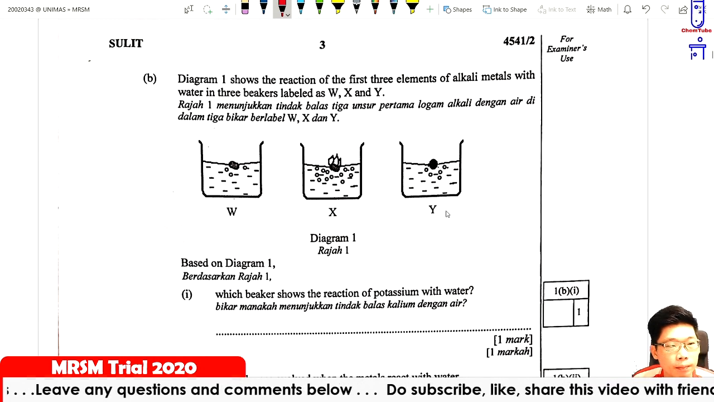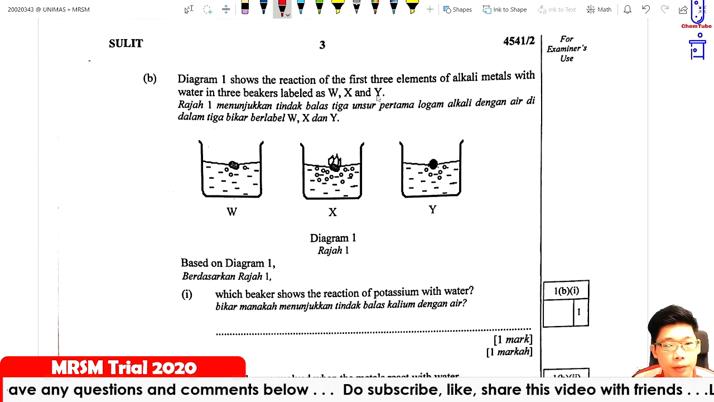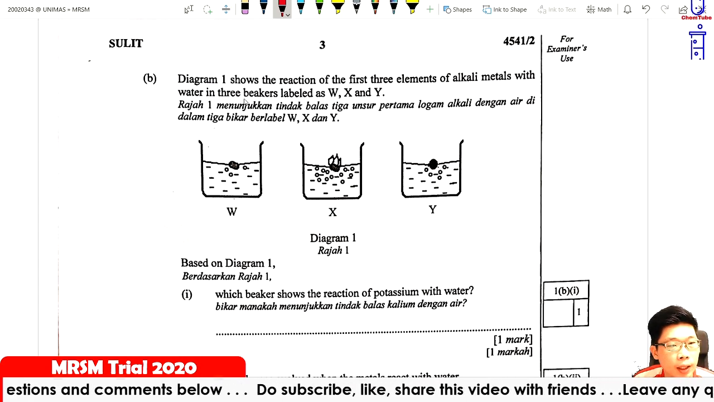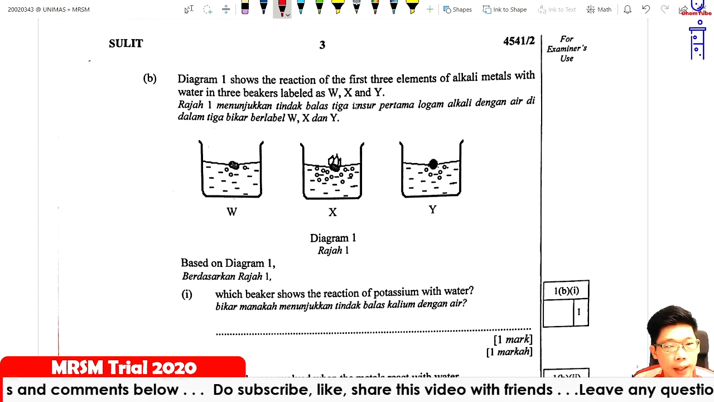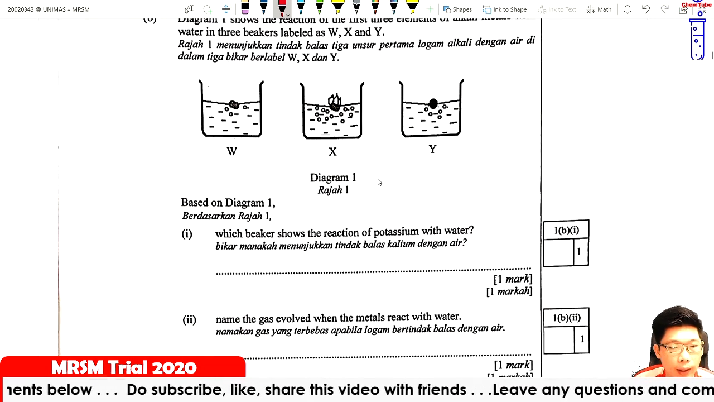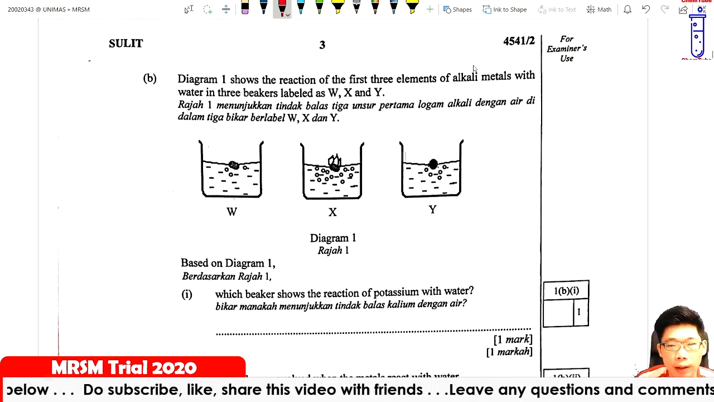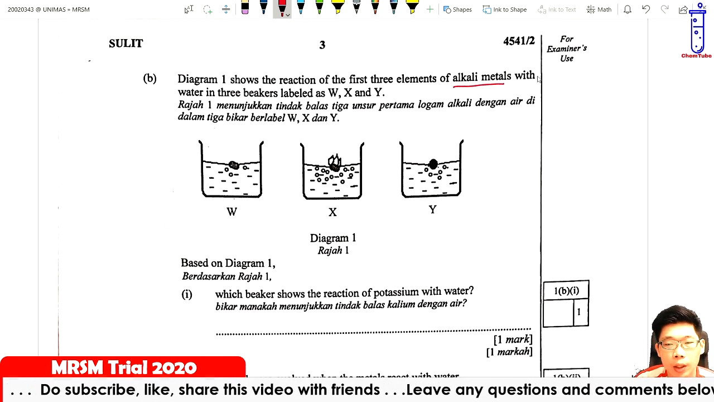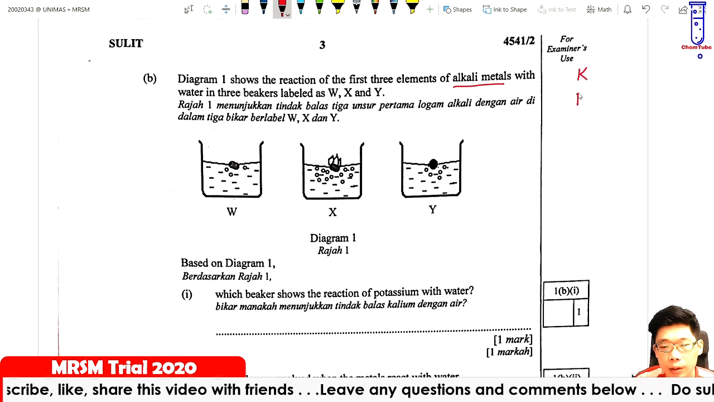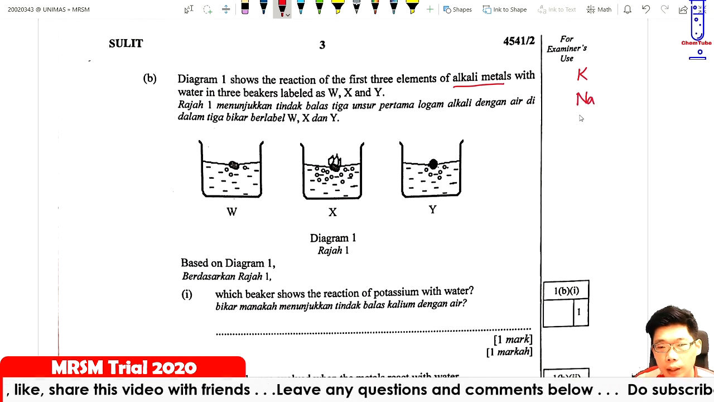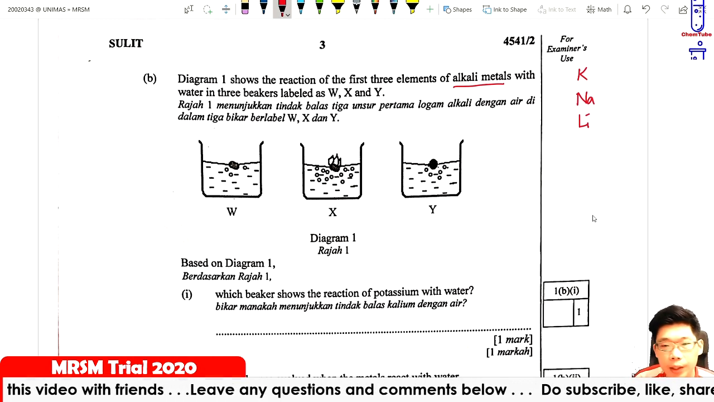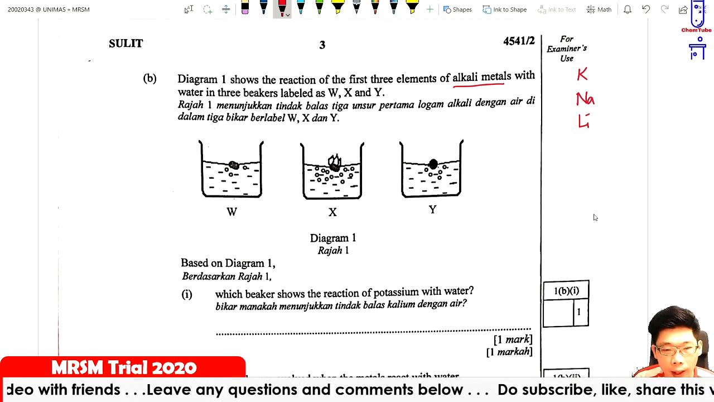Part B. The diagram shows the reaction of the first three elements of alkali metals with water in three beakers labeled W, X, and Y. Normally for alkali metals in the lab, we always use potassium, sodium, and lithium. Only these three are allowed in the lab.